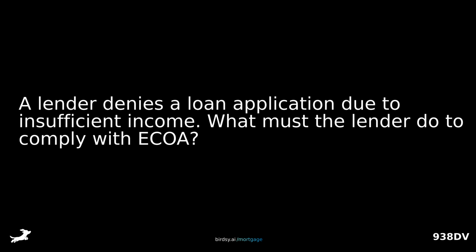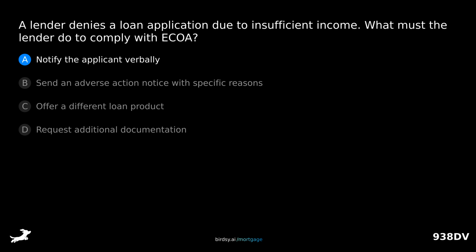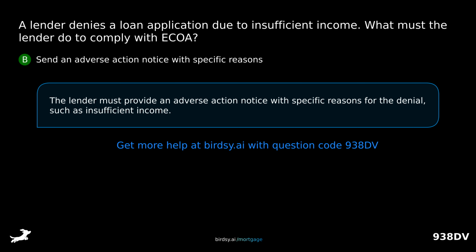A lender denies a loan application due to insufficient income. What must the lender do to comply with ECOA? Is it A. Notify the applicant verbally, B. Send an adverse action notice with specific reasons, C. Offer a different loan product, or D. Request additional documentation? The answer is B. Send an adverse action notice with specific reasons. The lender must provide an adverse action notice with specific reasons for the denial, such as insufficient income.